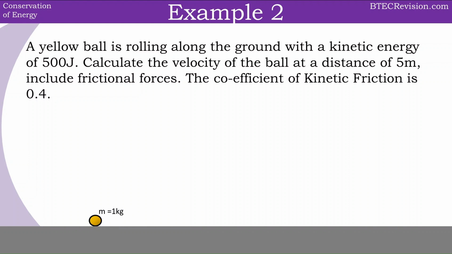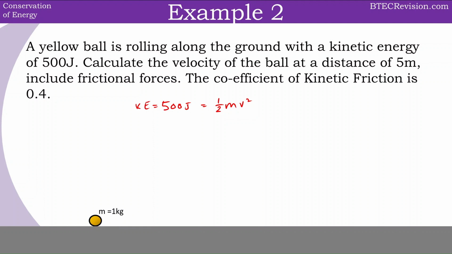A yellow ball is rolling along the ground with a kinetic energy of 500 joules. Calculate the velocity of the ball at a distance of 5 meters, including frictional forces. The coefficient of kinetic friction is 0.4. Okay, so we can start by writing down what we have. We have 500 joules of energy in the form of kinetic energy. And we know that this is equal to half mv squared. Okay, we also know that since the ball is moving a distance and there's friction forces involved, this energy must be transferred into thermal energy.